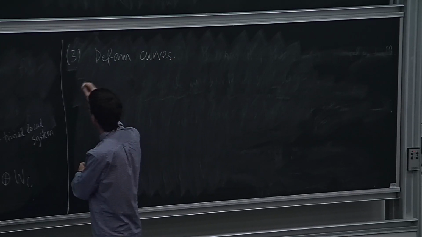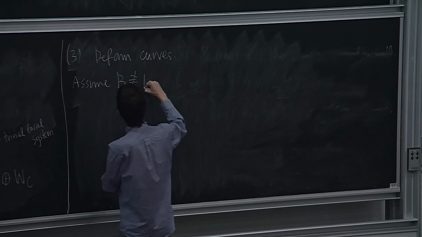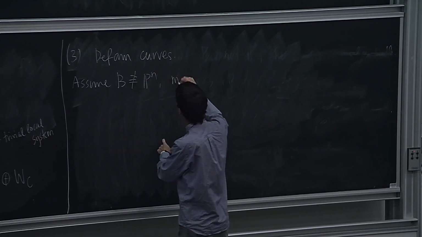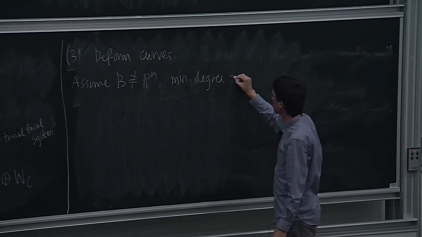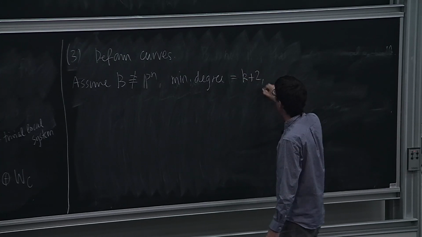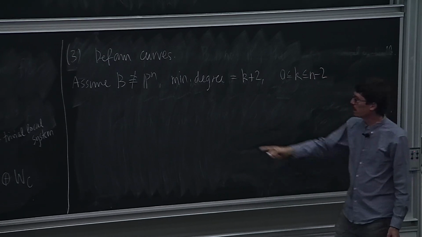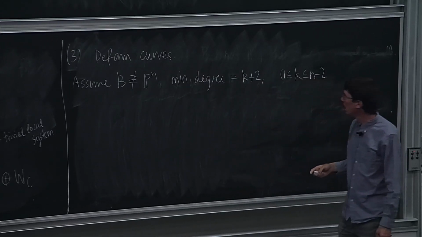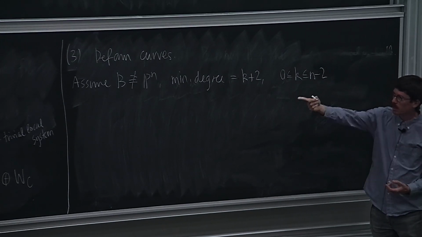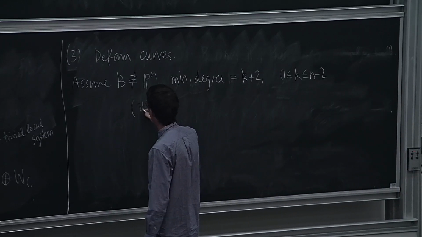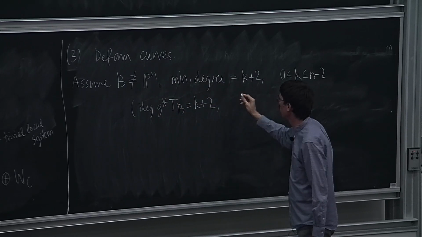So now numerically, I'll assume that B is not Pn. So the minimal degree of rational curves that meet B0, I will call this k plus 2, and k is between 0 and n minus 2, right? So the minimal degree of rational curves meeting B0 will be less or equal to n, and greater or equal to 2 because I always have this 2 there. So then the degree of G alpha star TB is k plus 2, and k is really the degree of the normal bundle.